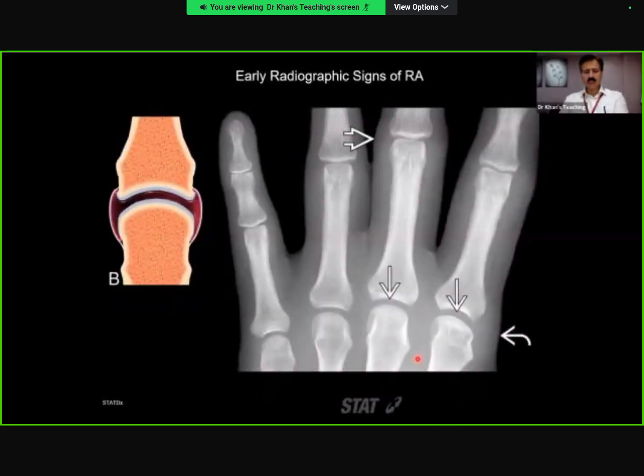Now, just to develop your eyes, early signs. If you see here, just concentrate on the soft tissue swelling. Look here, there is a soft tissue swelling. So develop your eyes to pick that up.